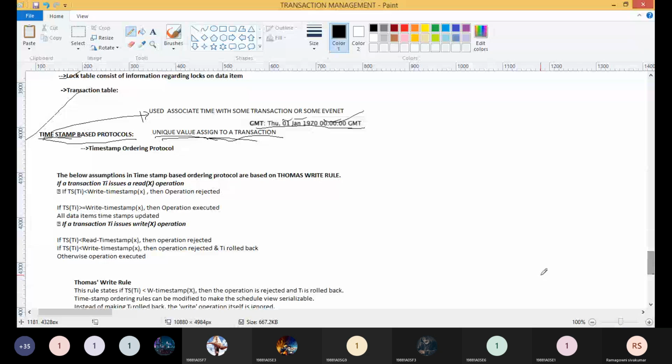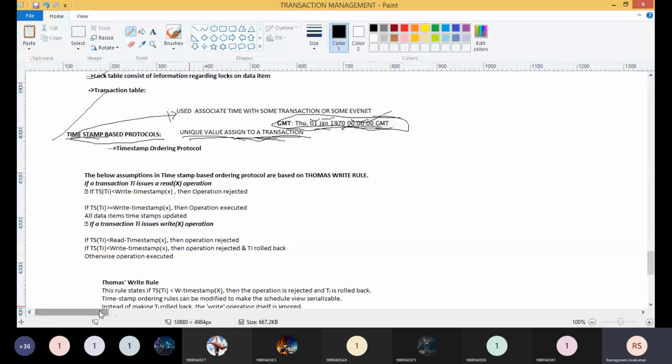What are all the points for timestamp based protocol? See, what is a timestamp? It is a unique value assigned to a transaction. Do you know an example of a timestamp? See, this is the timestamp: date and time. So that is a unique value. We can assign it to the transaction T1, T2, whatever it is. Here in the timestamp based protocol, we don't have any deadlock.